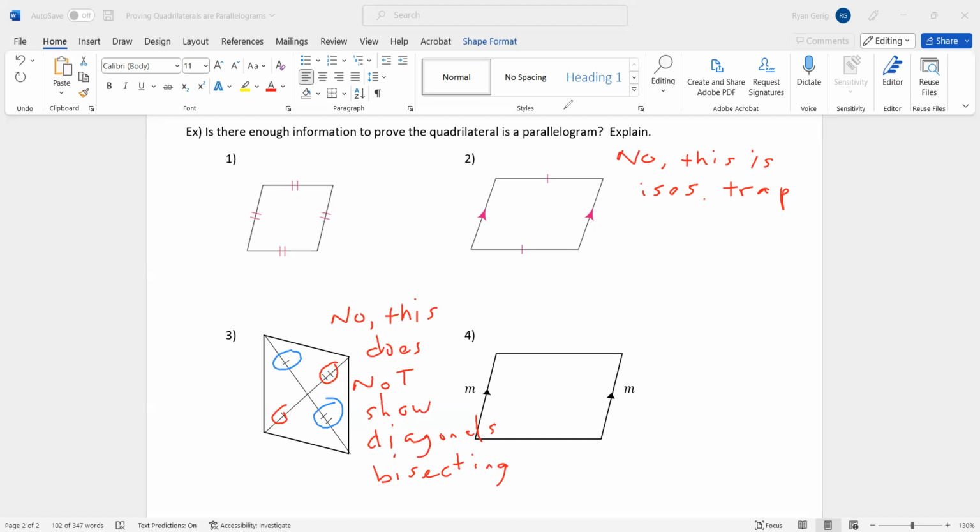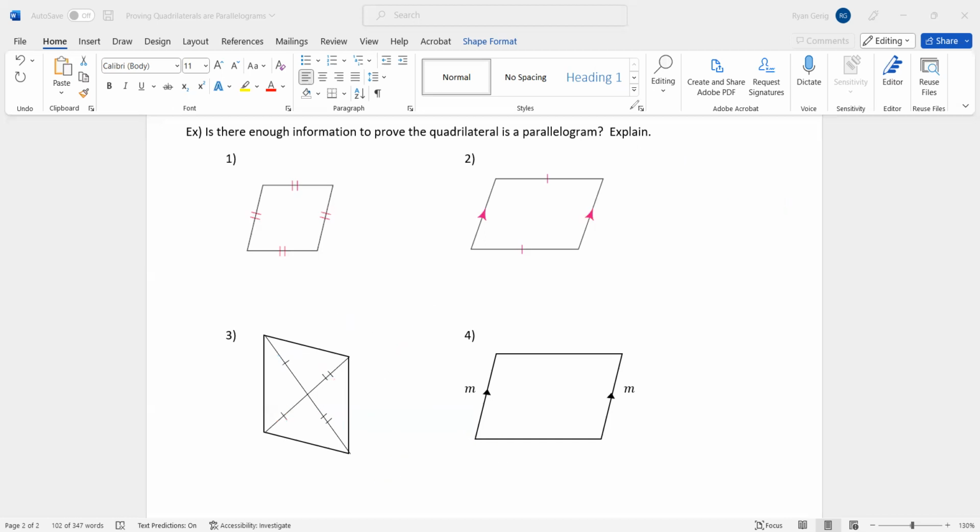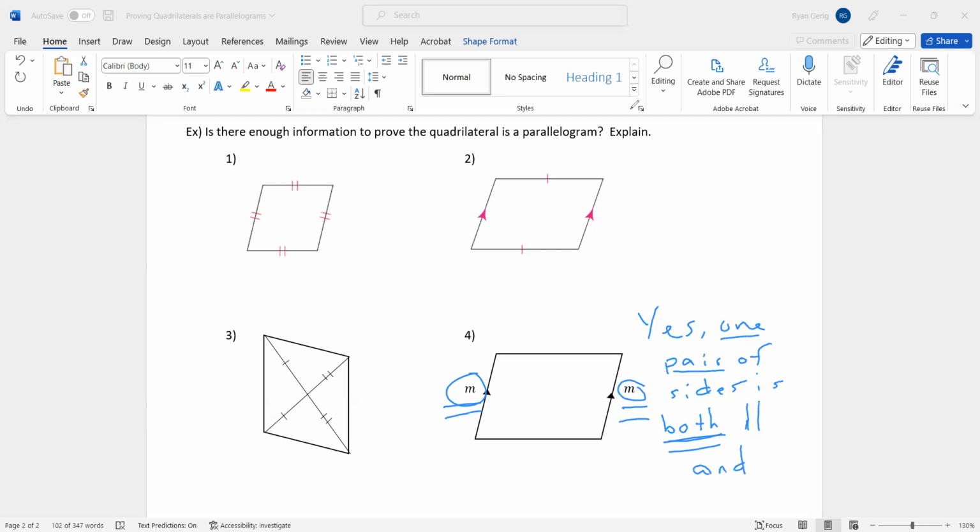All right. Last one. Is this enough? Well, I've got the parallel and I've got this M. Well, if this is M and this is also M, aren't those congruent? So I got this is enough. Sorry, back it up here. One pair of sides is both parallel and congruent.